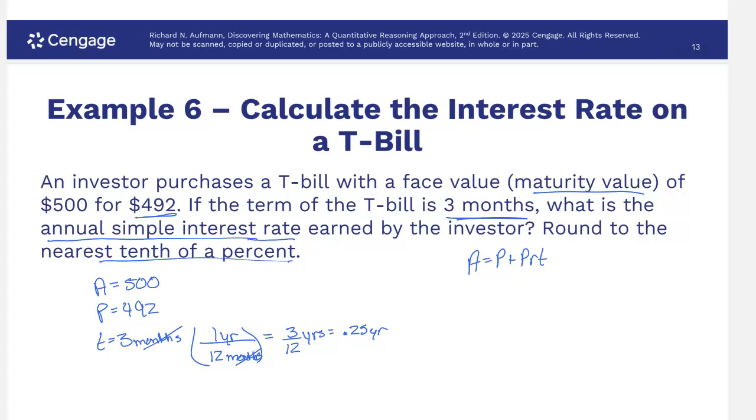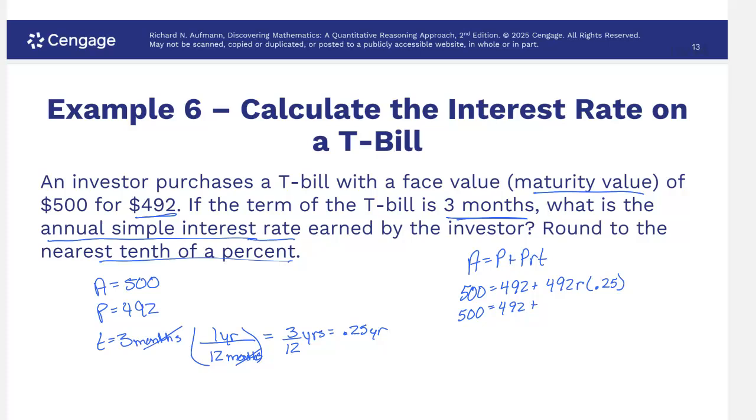So we're going to use our formula. A equals P plus PRT. So the amount you invest plus the interest is going to be that future amount. We know the future amount is going to be 500. The discounted amount is 492, so that's how much they paid for it. We don't know the interest rate, but we know the time. So we're going to plug in everything we know into our formula, and then we're going to simplify it.